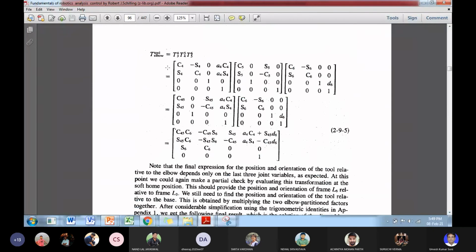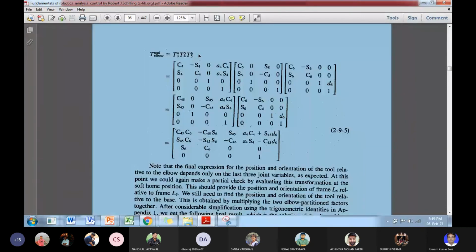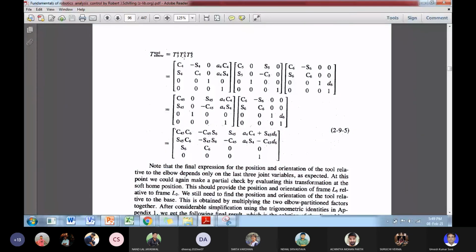Now tool to the elbow, it has also obtained the transformation from tool to the elbow. Already we have calculated T3 to 2. Now it is calculating the 6 to 5 and then 5 to 4, then 4 to 3, okay. Here the transformations are going to the 6 to 5, 5 to 4 and 4 to 3.